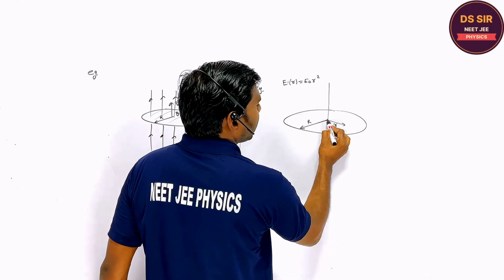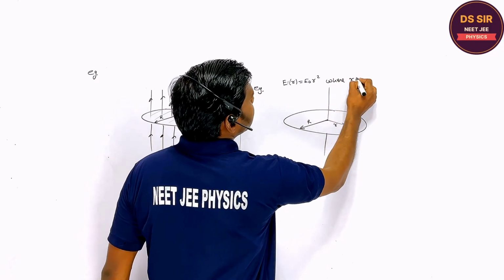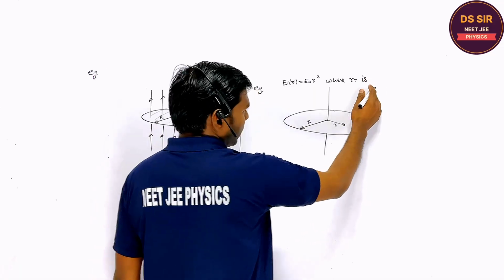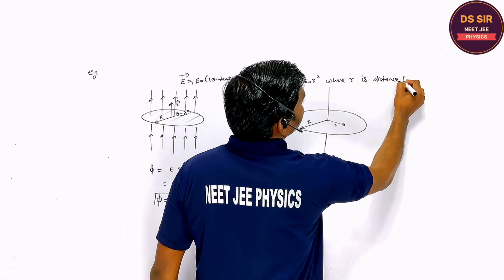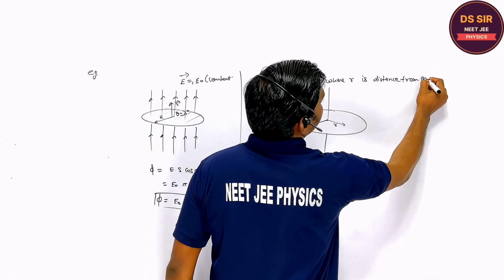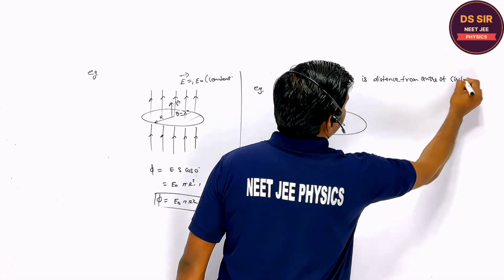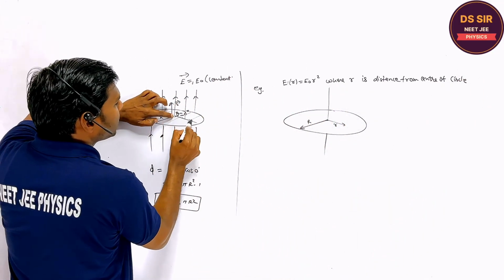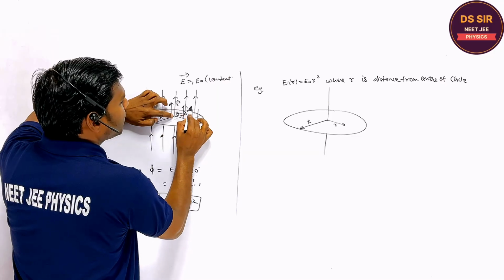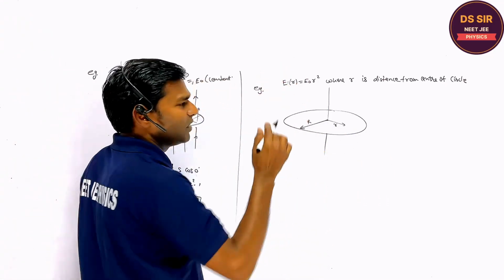Where r is the distance from the center of the circle. Here the electric field at this point is constant, but as the distance r is increasing, the electric field is changing.